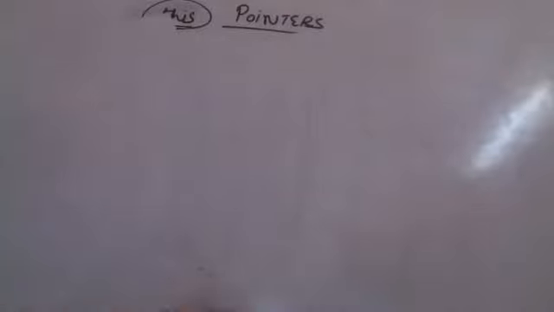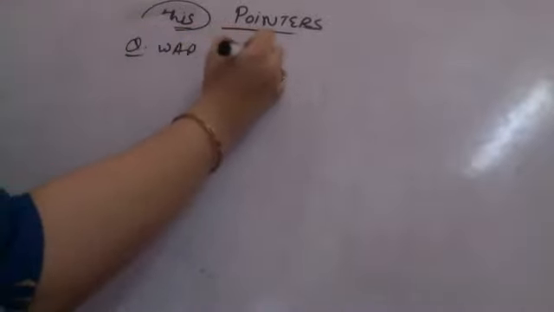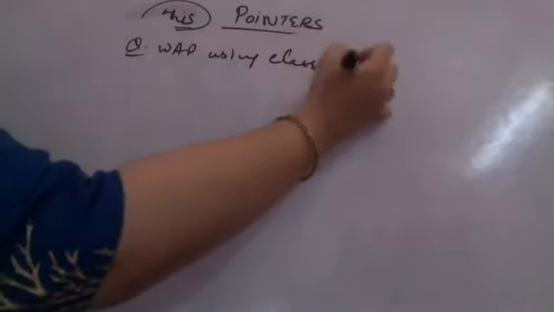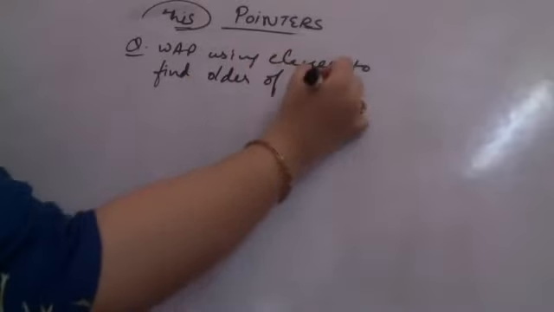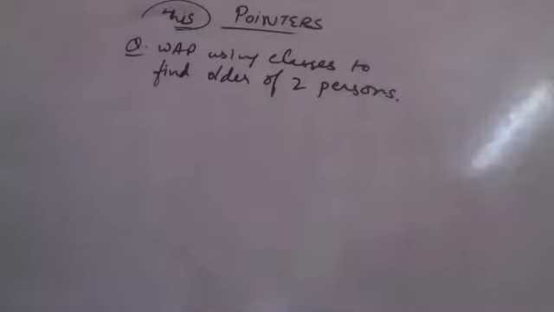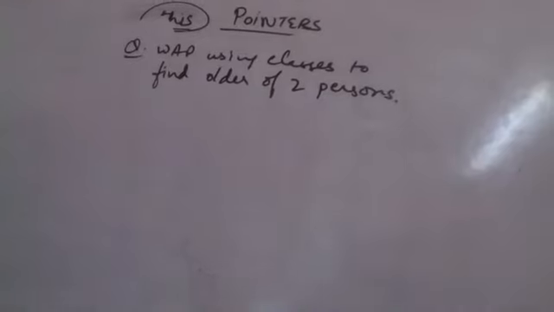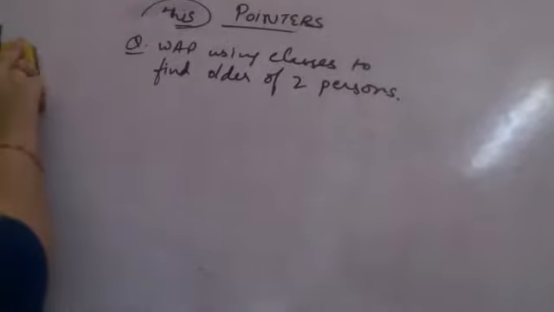I am telling you a simple question. Let's try to find out. The question is: write a program using classes to find the older of two persons. So I have to create a class person. I have to read the age of the people, and after reading the age, I have to find out which is older and print that. I hope the question is clear. Let us come to the example directly.